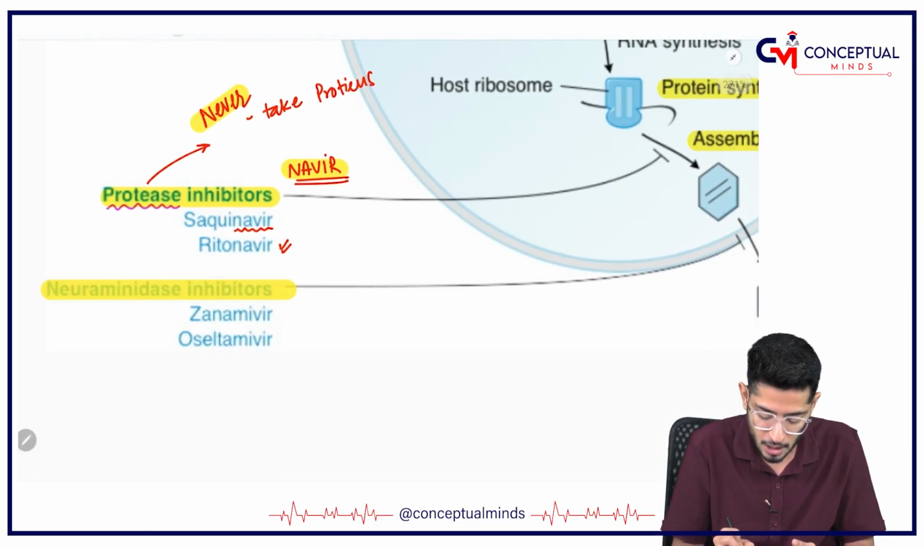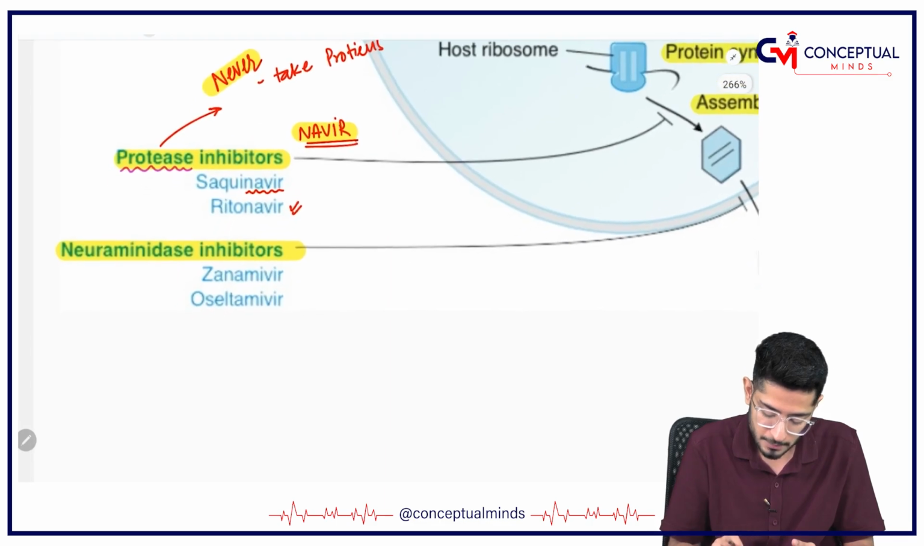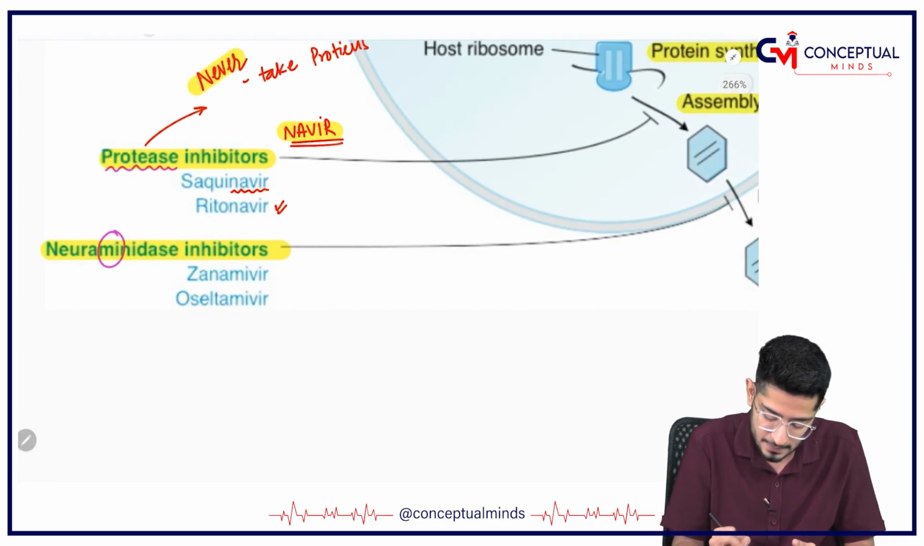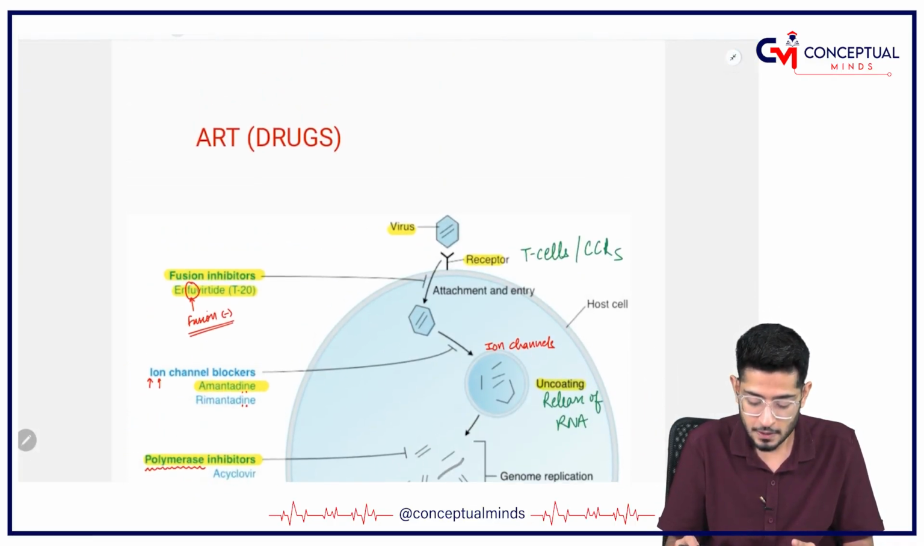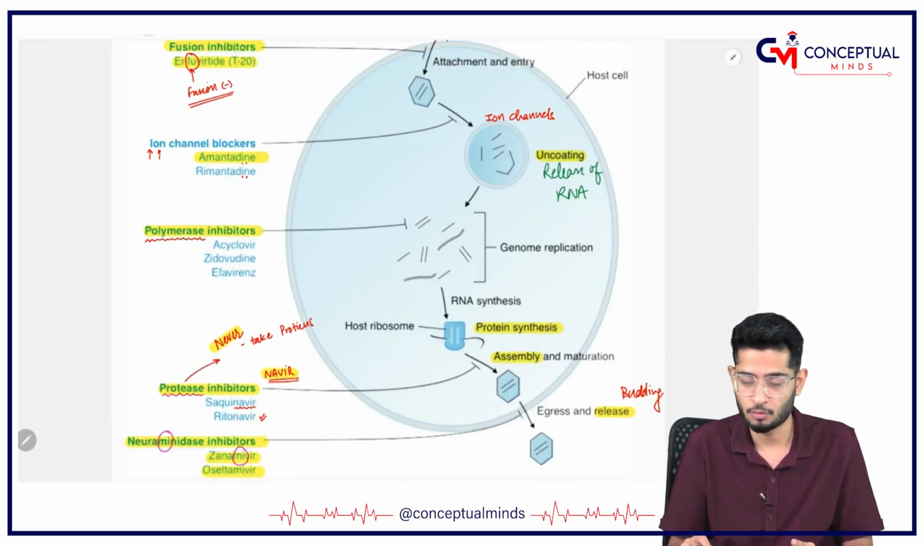Then you have got neuraminidase inhibitors, and neuraminidase has got the word Mi in this. Here also Mi is there, zanamivir and oseltamivir. Okay, so these are the mnemonics for discussing the drugs, antiretroviral drugs.